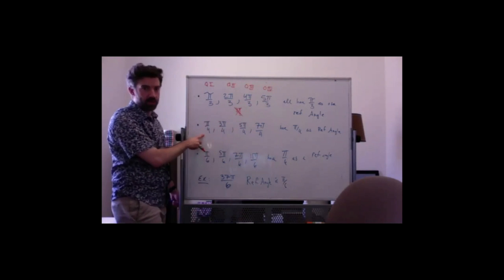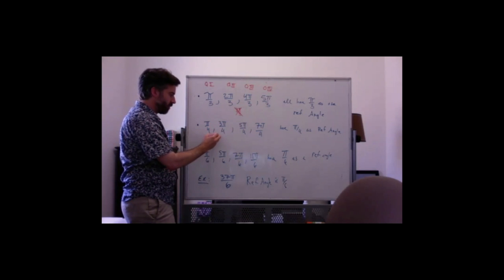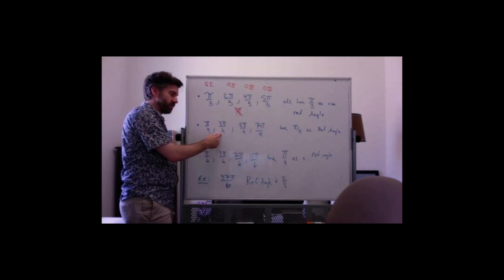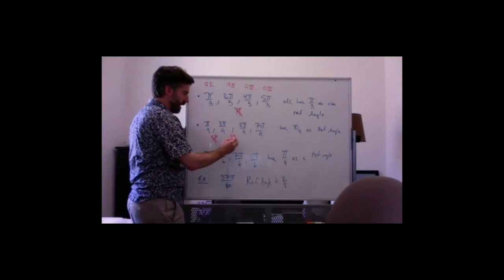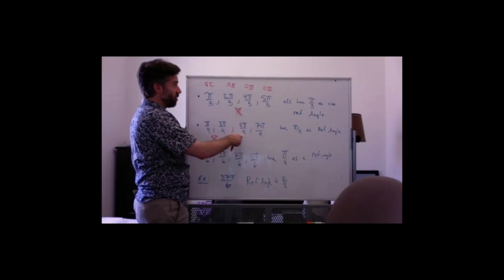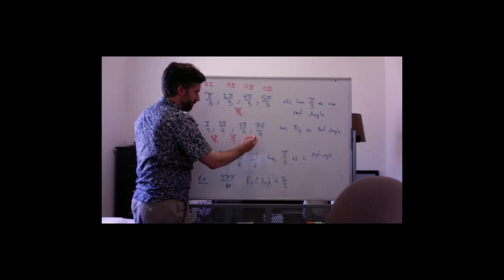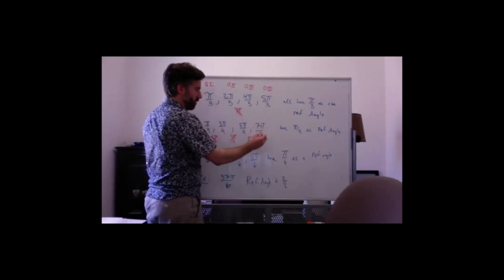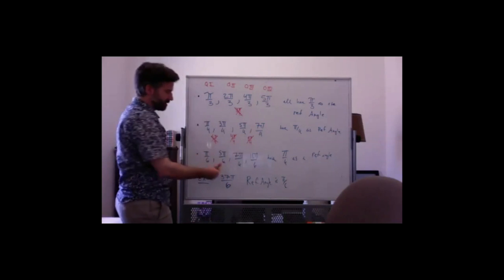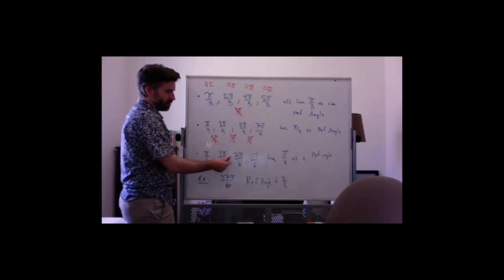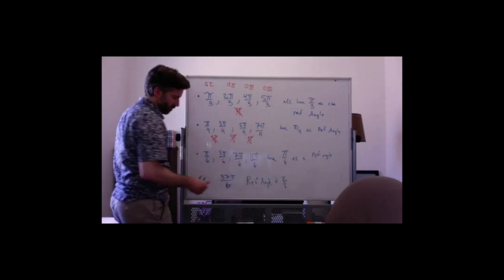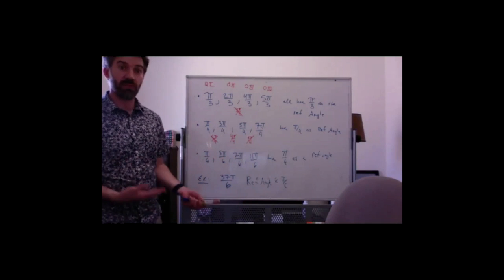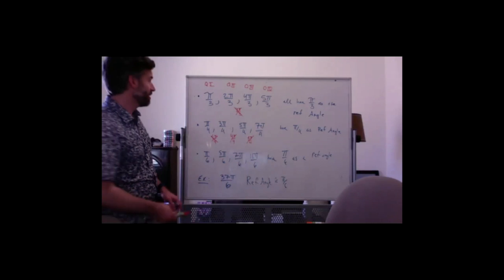Same here, pi over 4 is in quadrant 1, 2 pi over 4 is just pi over 2, it reduces, we don't care about it. 3 pi over 4 is in quadrant 2, 4 pi over 4 is just pi, we don't care. 5 pi over 4 is in quadrant 3. 6 pi over 4 is 3 pi over 2, which reduces. And 7 pi over 4 is in quadrant 4. Same thing for these ones. Pi over 6, quadrant 1, 5 pi over 6, quadrant 2, 7 pi over 6, quadrant 3, 11 pi over 6, quadrant 4. And all the other multiples of pi over 6 reduce to something else, right? 2 pi over 6 is pi over 3.